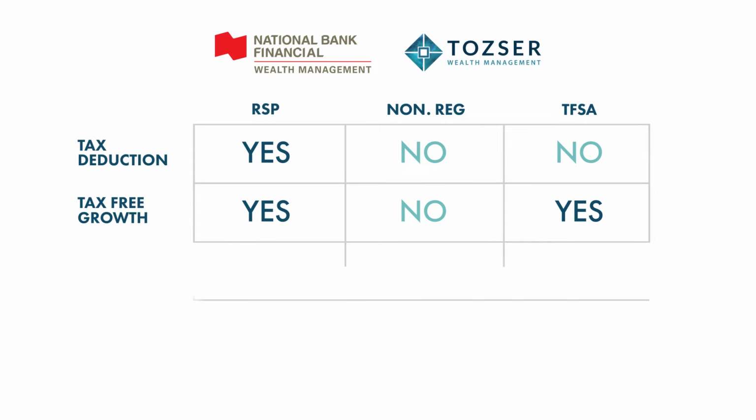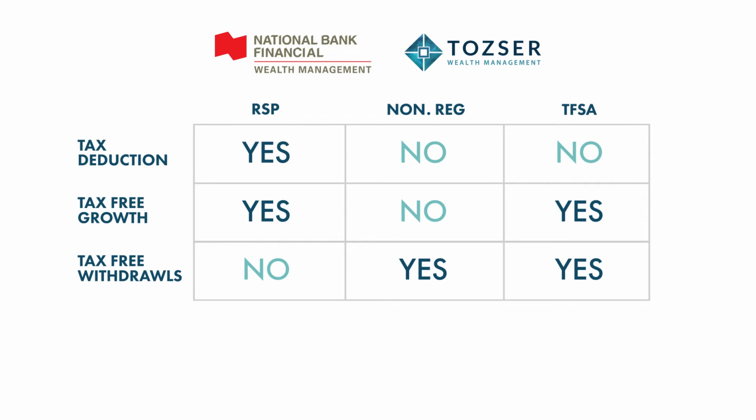Next question, what about tax-free withdrawals? Well, not in the RSP. When you take money out of the RSP, you actually have to put it into your income. In your non-registered account, you don't pay tax when you take the money out. Remember, you paid it as you went along. And finally, in the tax-free savings account, you don't pay any tax when you take the money out.